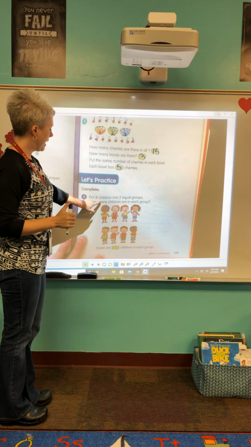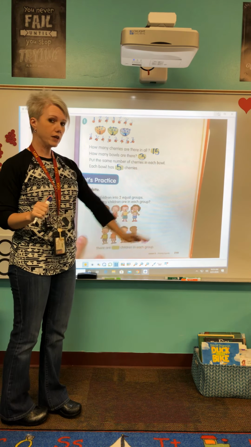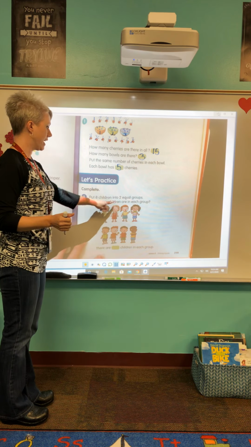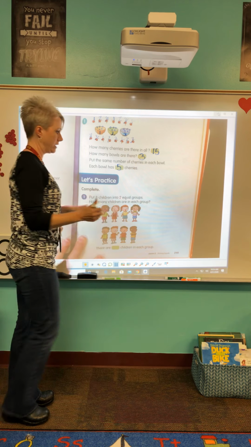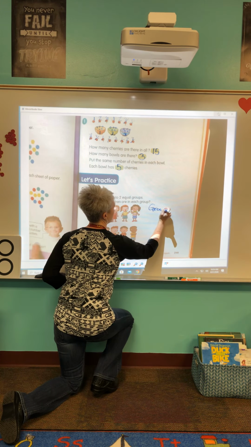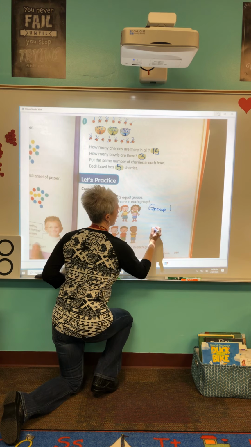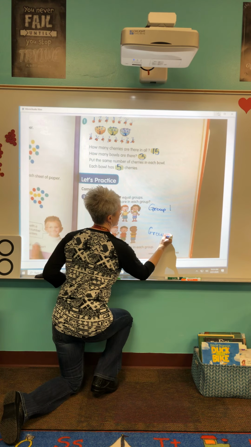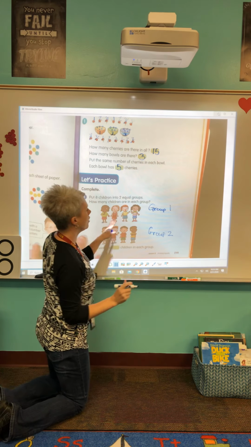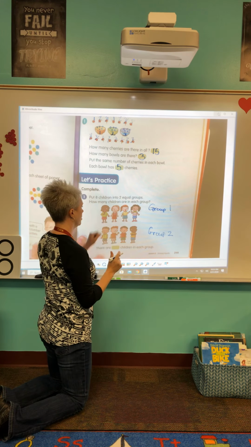Put 8 children into 2 equal groups. How many children are in each group? Well, I'm going to have 2 groups, so we'll say I have group 1 and group 2. So I'm going to put a 1 or a 2 on each child's shirt.